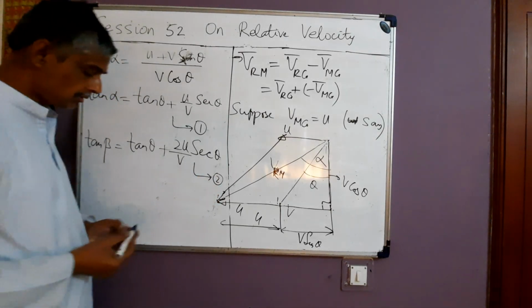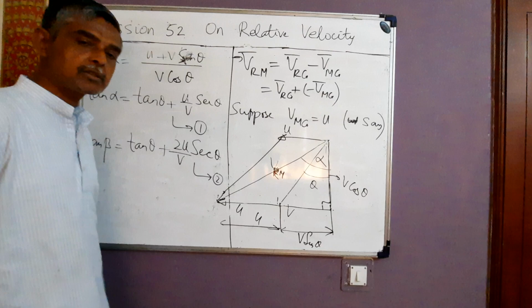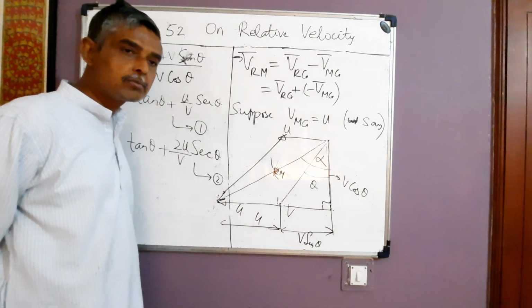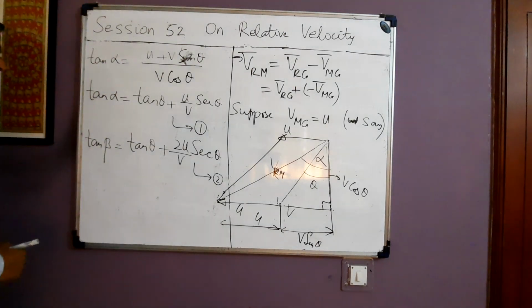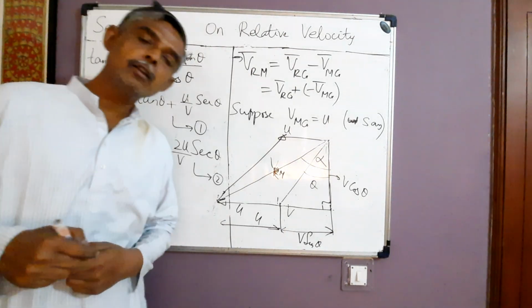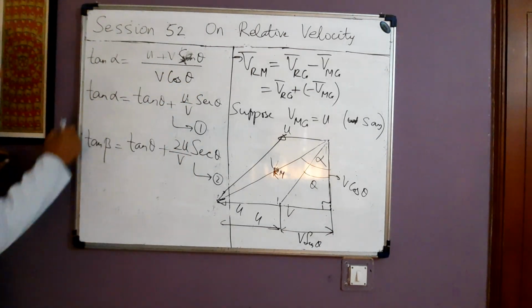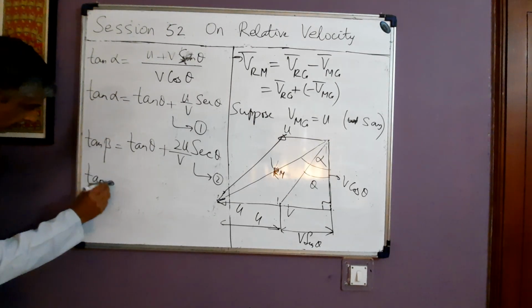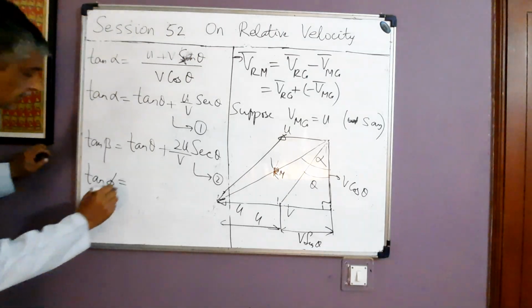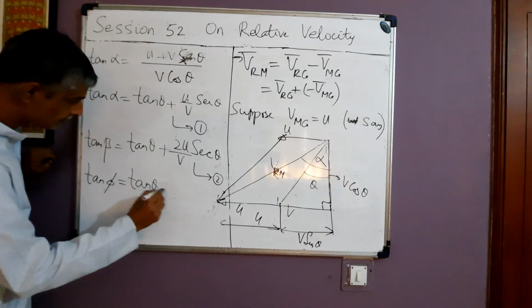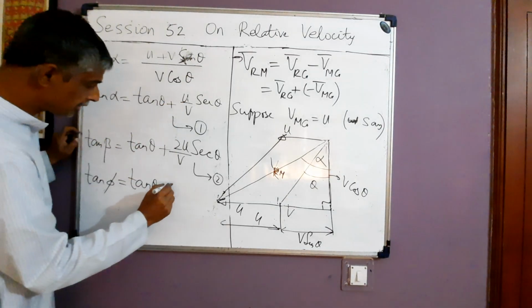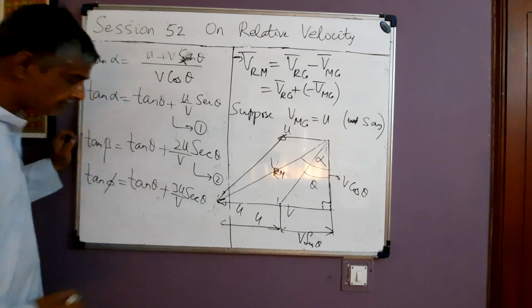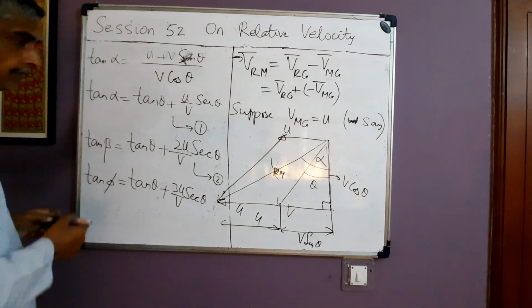Now the third condition is, if the person trebles his speed, that is if his speed becomes 3u, then at what angle will he observe the raindrops to fall? Suppose that he observes the raindrops to fall at an angle say phi. Then, as we wrote for tan alpha, tan beta, we'll write for tan phi. So tan phi becomes tan theta plus u becomes 3u. V remains the same. Sec theta also remains the same. Okay. So now we have to find phi. Alright, fine.